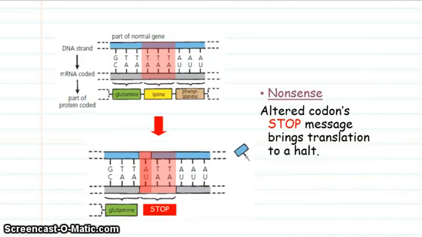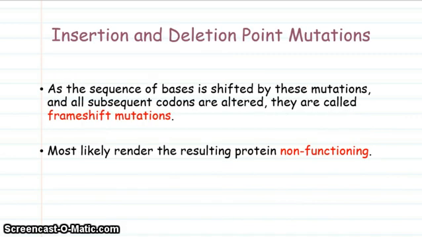The final one is called a nonsense point mutation, where the resulting change brings about a stop codon, and so the protein is not produced beyond that point. So of course it's non-functioning. Now of course we've already mentioned insertion and deletion point mutations, where a base is either inserted or deleted from the base sequence, and that results in all the codons thereafter being altered. So of course at that point the resulting protein is most likely to be non-functioning, and because all the codons are altered, these are called frame shift mutations.